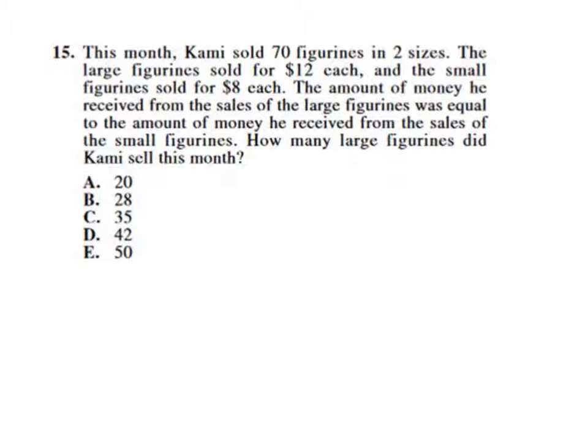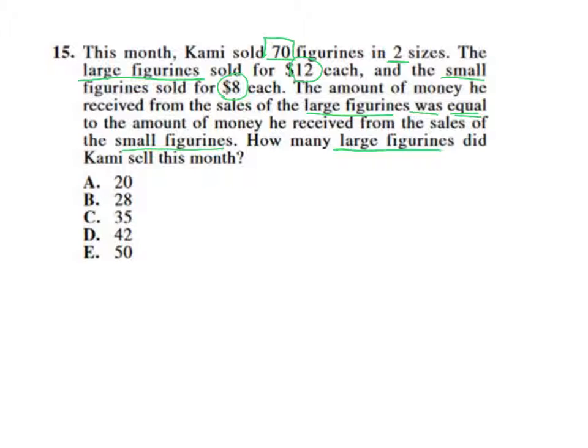For this question, we are trying to figure out how many large figurines Cami sold for the month. Now it told us that she sold 70 total. She had 2 sizes, and the large figurines sold for $12, and the small figurines sold for $8 a piece. The amount of money she collected from the large figurines was equal to, that's important, the amount of money she got for the small figurines.